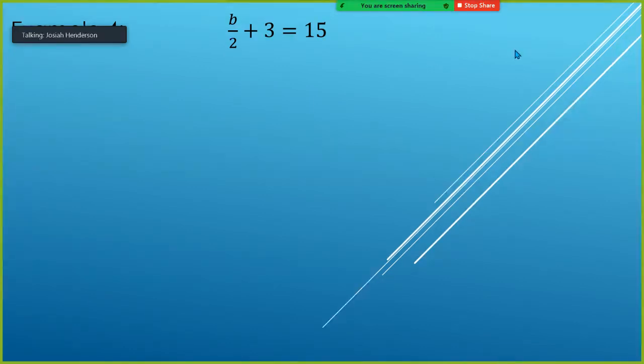Okay, now here's example 4. And often, obviously, we're going to have more complex problems like the last 3 that we just did. So this one's slightly more complex because there's more than one action happening to the variable b. So I'm still going to ask myself, okay, what's happening to b? Well, 2 is being divided. So that means I know I'm going to be multiplying 2 to both sides. And we've got 3 being added. So that means I'm going to be subtracting 3 from both sides.